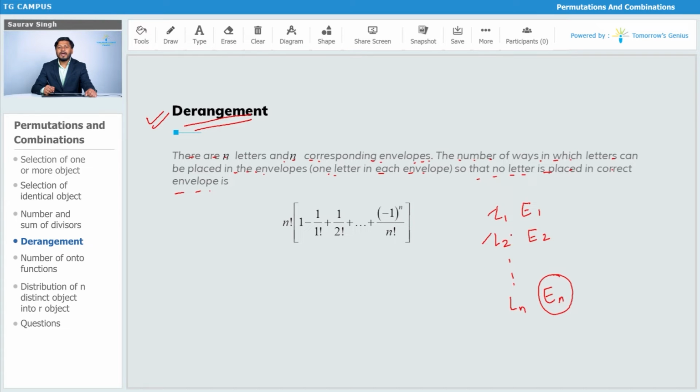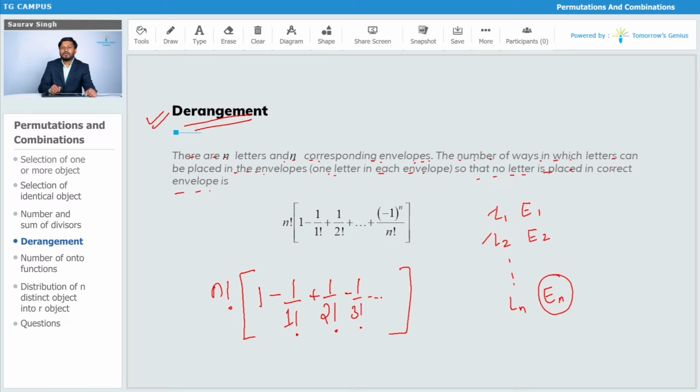But we want all such arrangements in which none of these letter 1, letter 2, letter 3 goes to their respective envelope. So for that the formula is given as n factorial multiplied by 1 minus 1 upon 1 factorial plus 1 upon 2 factorial minus 1 upon 3 factorial and so on, minus 1 raised to the power n upon n factorial. So this is the formula of getting derangement.